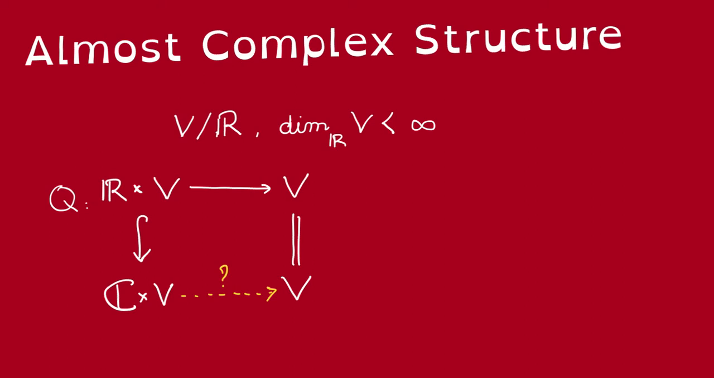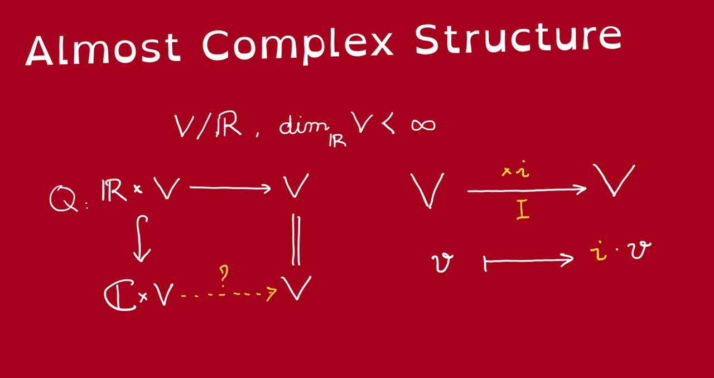Now, observe that defining a complex vector space structure on V is just equivalent to defining multiplication by i. And as a linear operator, multiplication by i is just an endomorphism satisfying the property that its square is equal to negative of the identity. So we see that if V is a complex vector space, then we must have an endomorphism I whose square is equal to minus identity.